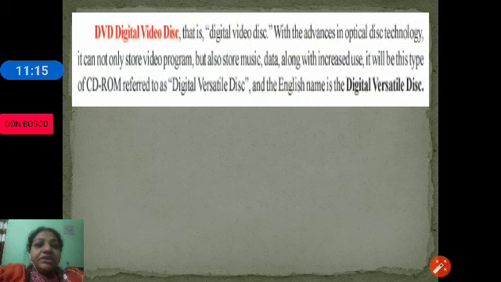Next comes the DVD. DVD refers to digital versatile disc or digital video disc. It is also an optical storage device, but it has a higher storage capacity than CD. CD can store only about 600 to 700 MB of data, whereas DVD can store 4.6 to 16 GB of data. So on one disk it is possible to store up to 16 GB of data.